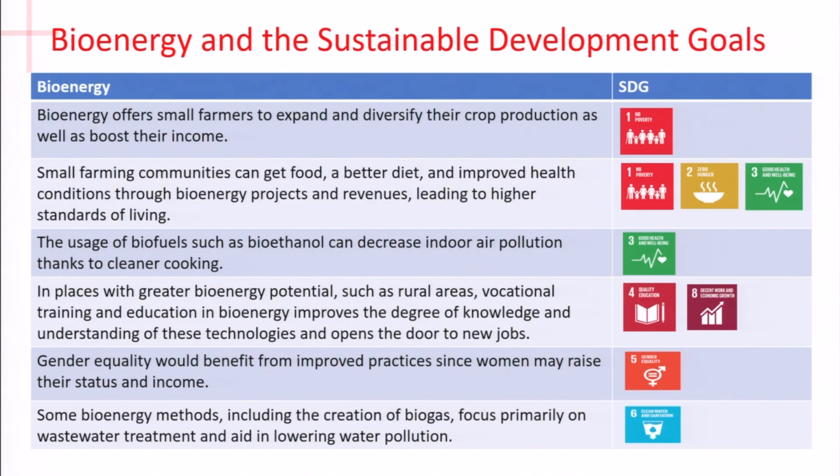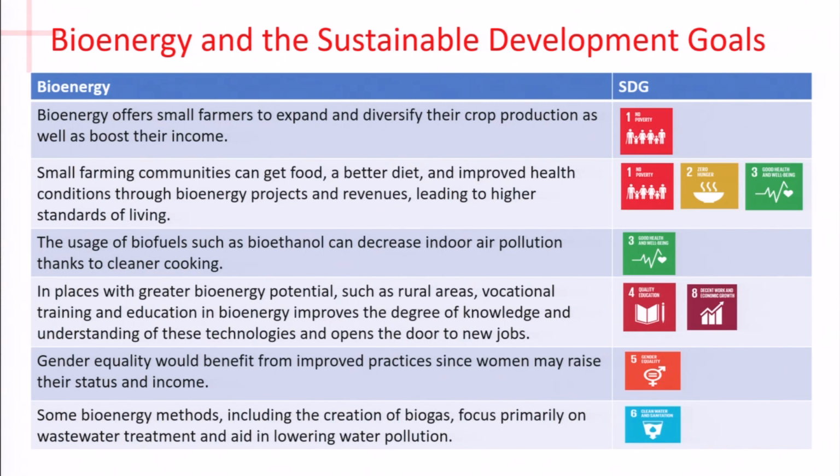Now, if we are going to compare how bioenergy helps in achieving the sustainable development goals, the table shows us that each of the bioenergy applications helps us to reach a certain SDG or sustainable development goal. For example, the bioenergy offers small farmers the chance to expand and diversify their crop production as well as to boost their income. When this happens, it helps to address SDG 1, which is no poverty.